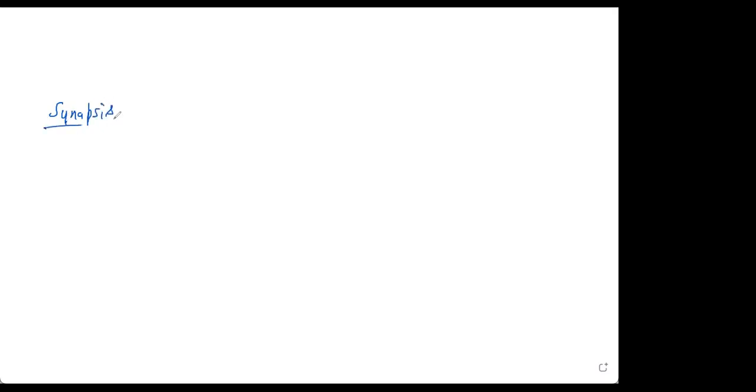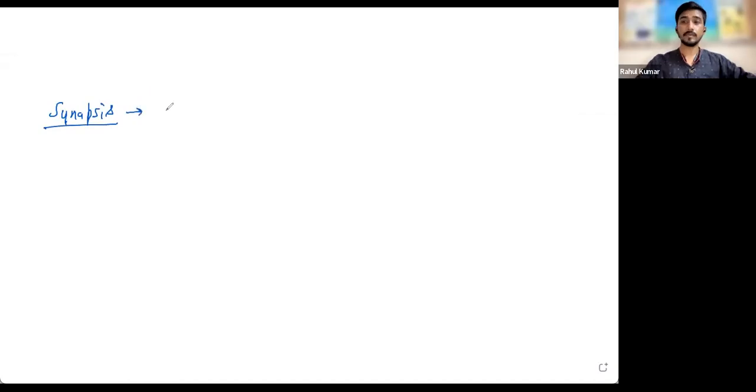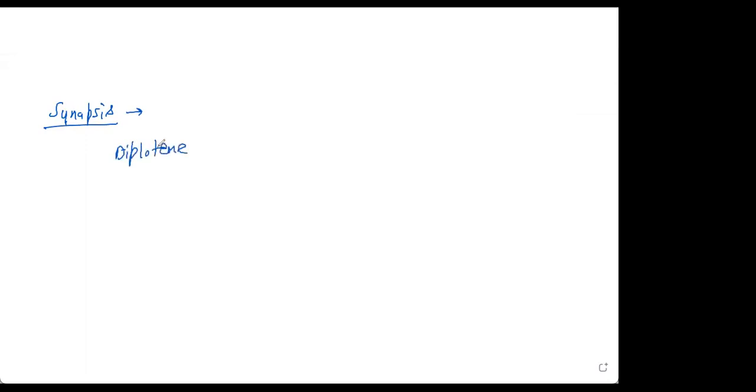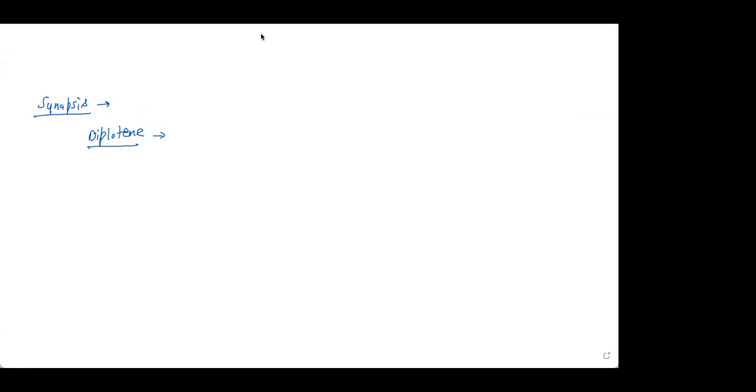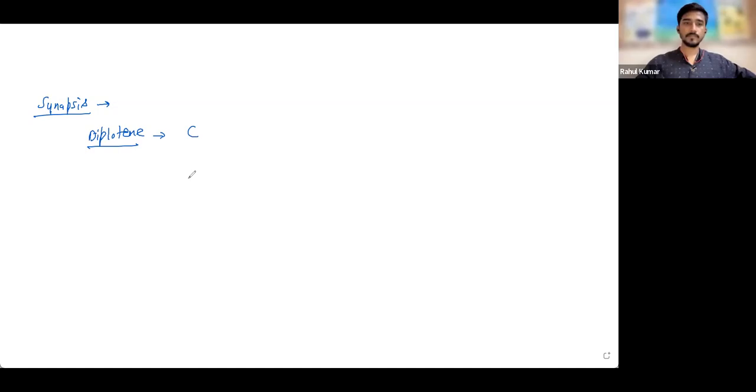Okay. So what is the one word summary that we did for diplotene? Tell me what happens in diplotene. Can you see the screen? Yes, sir. Just let me make it big. Yeah. So what happens in diplotene? The one line summary. Chiasmata is visible. Chiasmata.